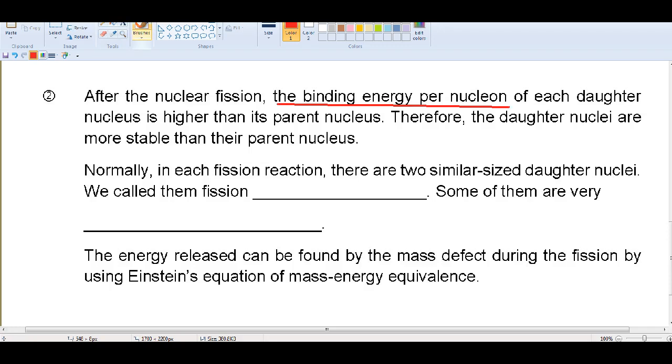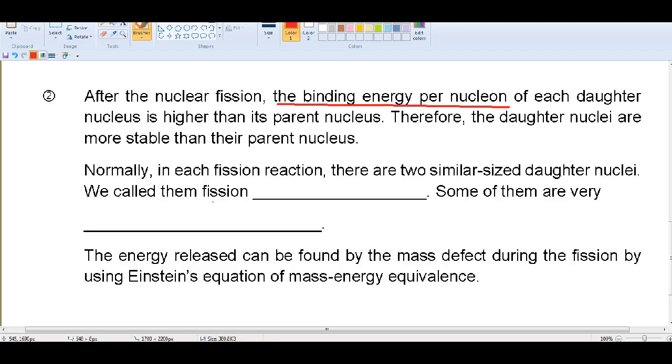So we understand that in a nuclear fission, the binding energy per nucleon of each daughter nucleus, because they become smaller, is higher than its parent nucleus. Therefore, the daughter nuclei are more stable than their parent nucleus. Okay, more stable means they are less likely to be split up. They have less tendency to become smaller.